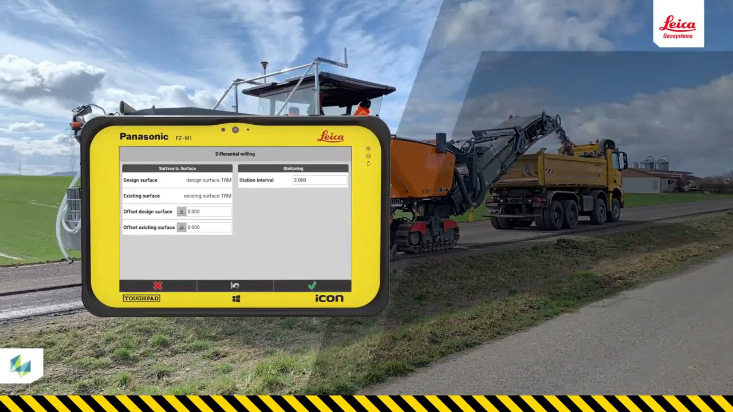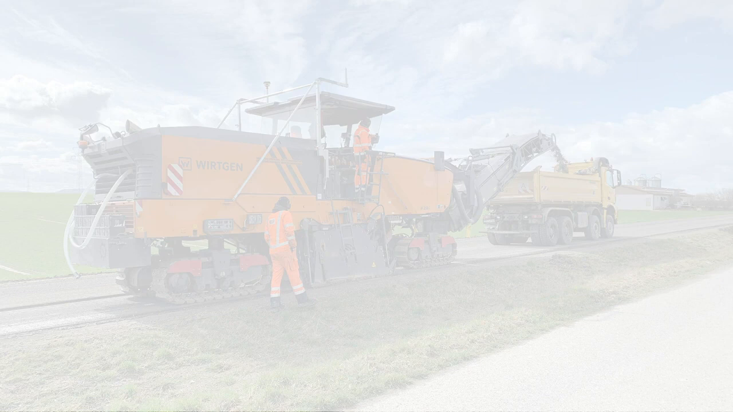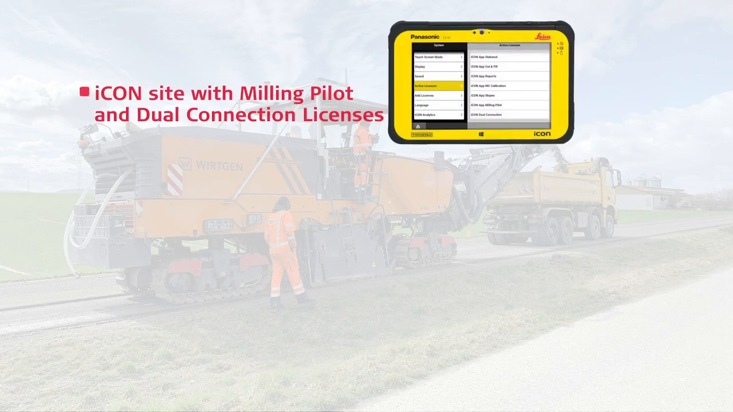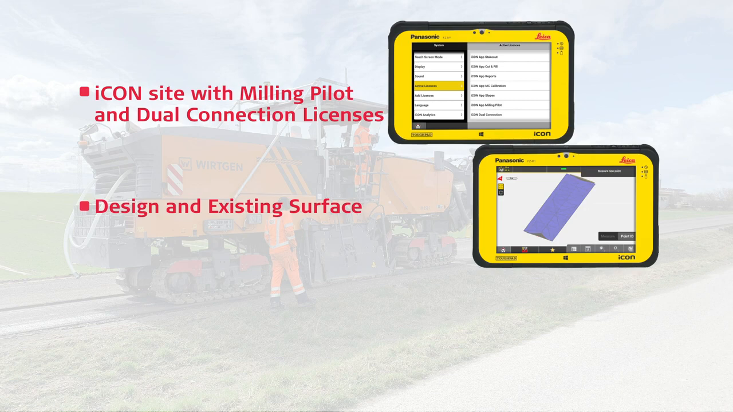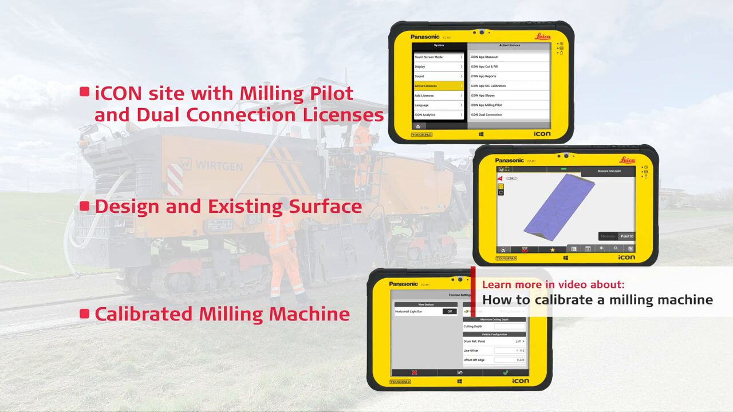Hi, in this video you will learn how to use the iCON site milling pilot in automatic mode to renovate a defective pavement. For this workflow we need iCON site with licenses for milling and dual connection, a designed surface and an existing surface, and a calibrated milling machine. You may want to see the video how to calibrate a milling machine.